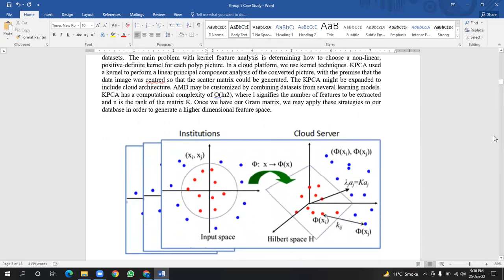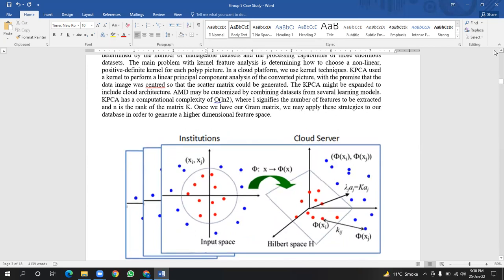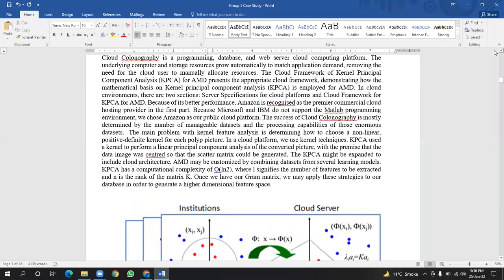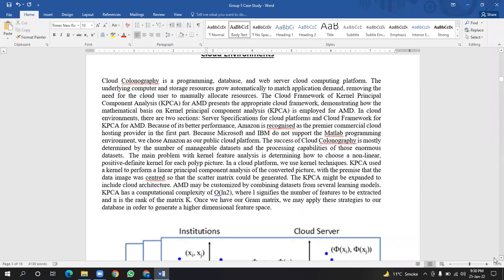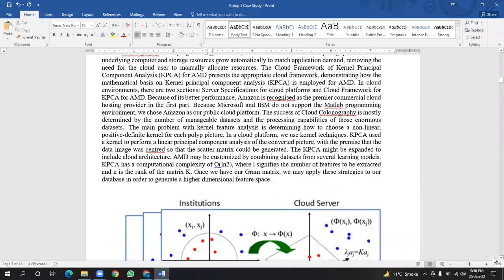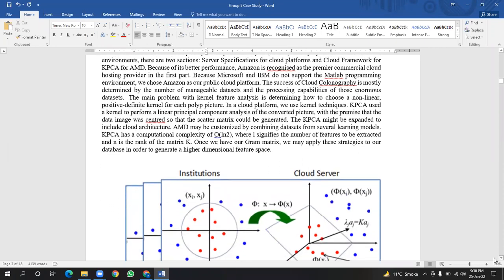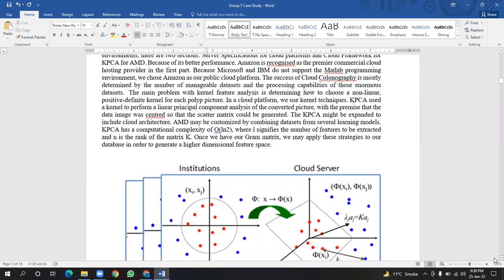In cloud environments, there are two sections: server specification for cloud platforms and cloud framework for KPCA and AMD. Considering both of their performance, Amazon is recognized as the premier commercial cloud hosting provider in the first part. Because Microsoft and IBM do not support the MATLAB programming environment, we choose Amazon as our public cloud platform.